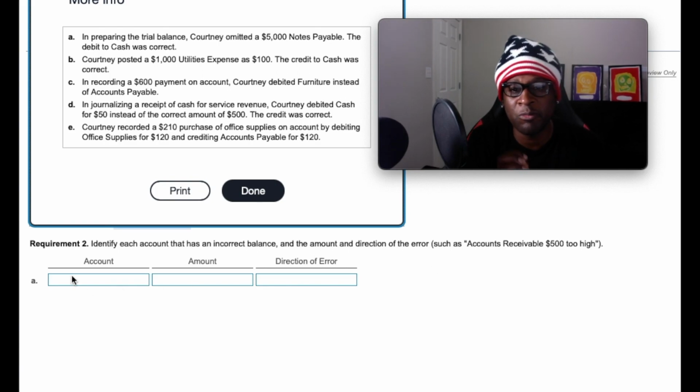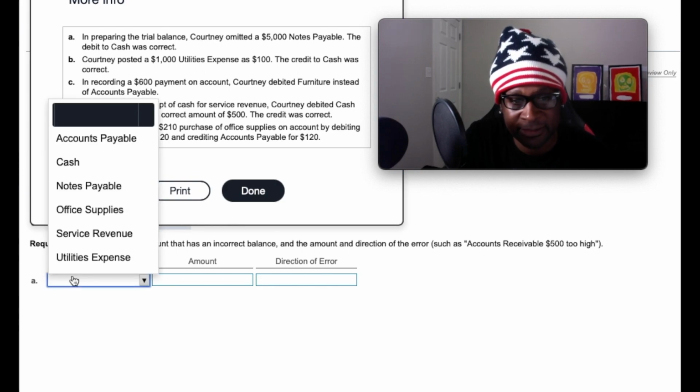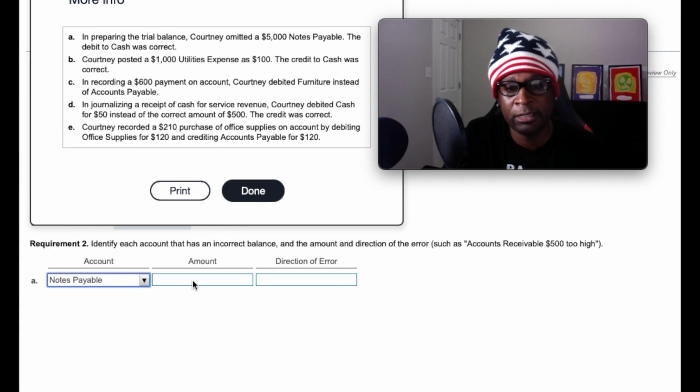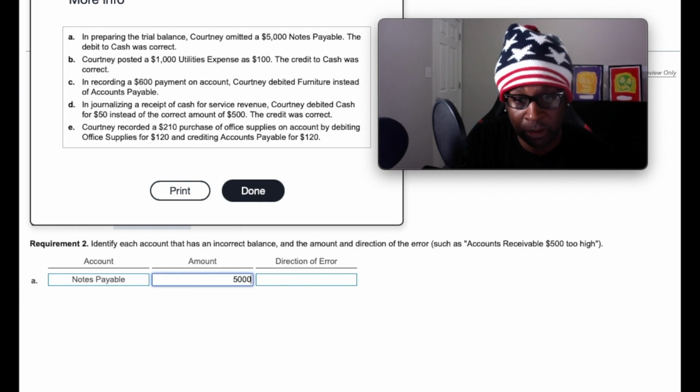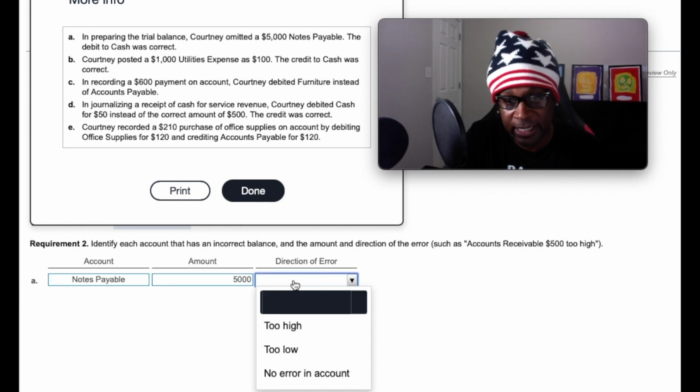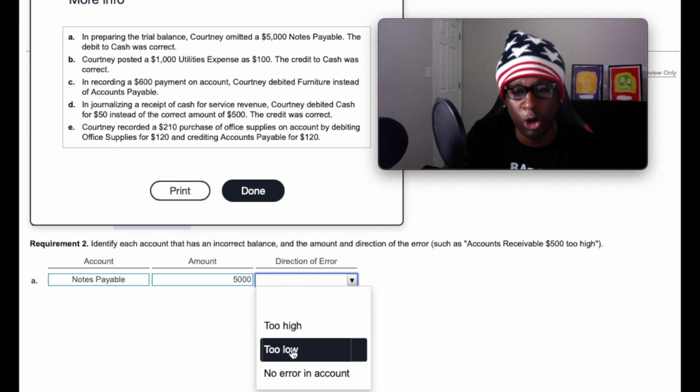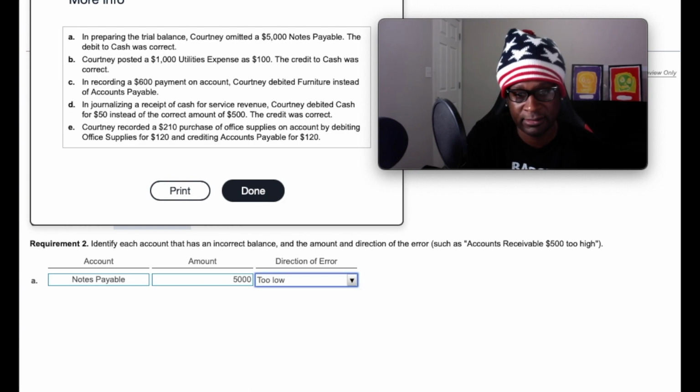What happened? Courtney omitted $5,000 of notes payable, but the cash was correct in the journal entry. So what account had the incorrect balance? Obviously our notes payable, and the amount was $5,000 because she forgot to record it. And the direction of the error? Well, if she forgot to record her notes payable and she was supposed to be crediting it, then that means her notes payable right now is too low. Check the answer. Excellent.